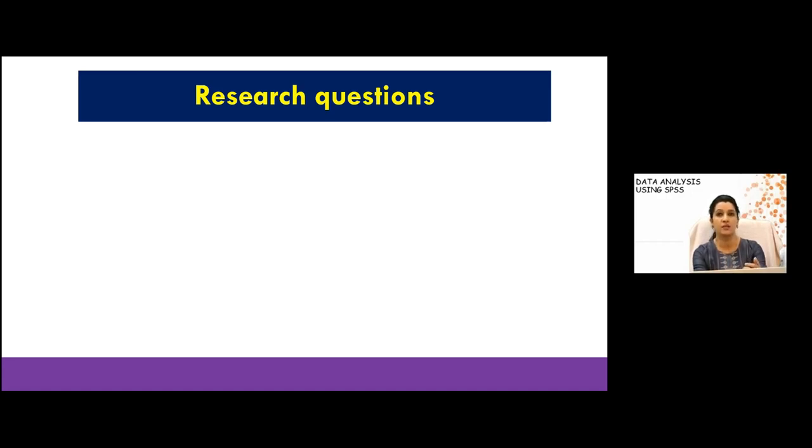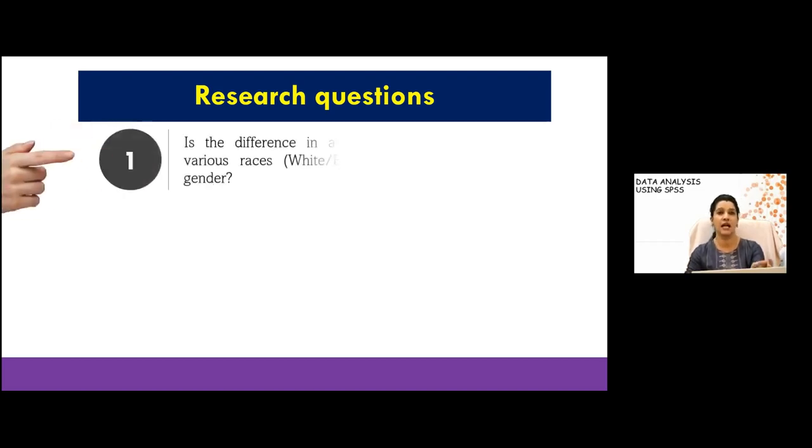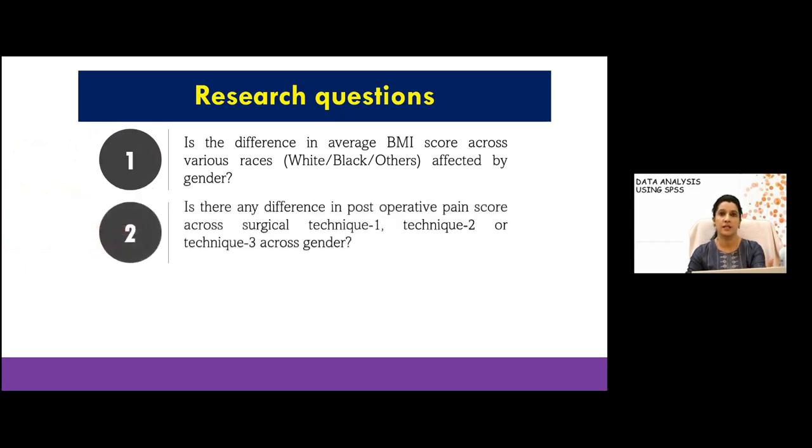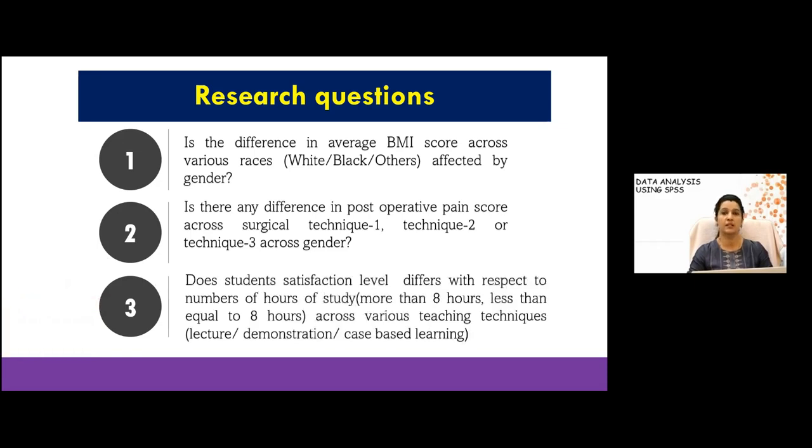Okay, so in the research question, this is the same research question which we have used for one-way ANOVA. I have just added another independent variable. So the first question is, is the difference in average BMI score across various races affected by gender or not? So I have added another modifying variable, or we can call it a moderator variable, here as gender. The second research question was, is there any difference in the post-operative pain score across surgical technique 1, surgical technique 2, or surgical technique 3 across gender? Again, I have added gender as a variable here in the independent variable.